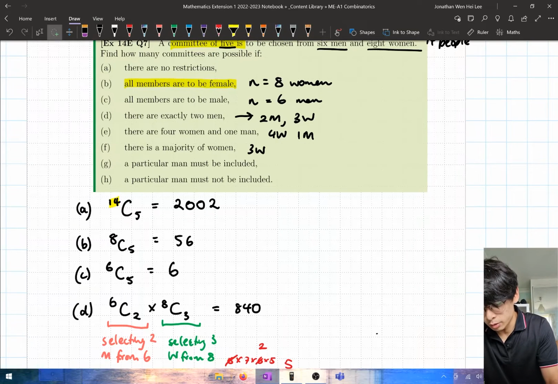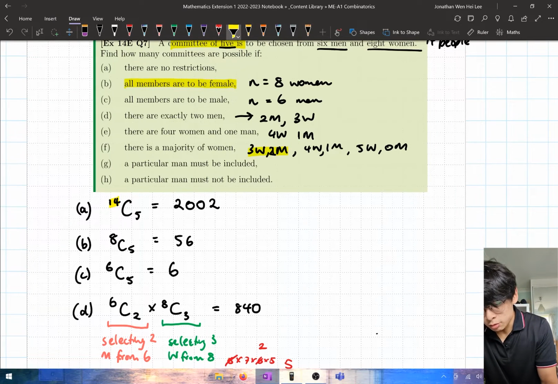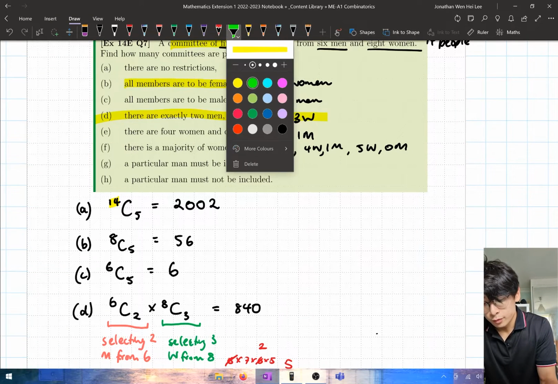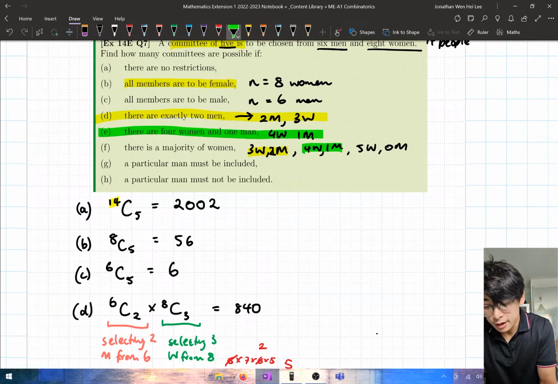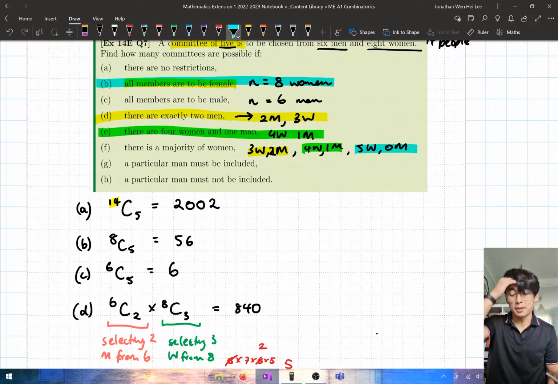So you can have 3 women and 2 men, 4 women and 1 man, or 5 women and no men. So that's one way that we can do it. We can just find how many are in each one of these cases and add them all together. Luckily for us, we've actually found all of these. If you have a look, 3 women and 2 men is the exact same question as part D. 4 women and 1 man is exactly the same as part E. And 5 women and no men, that's just all female, which is part B. And so we can add all the answers from parts B, D, and E together.